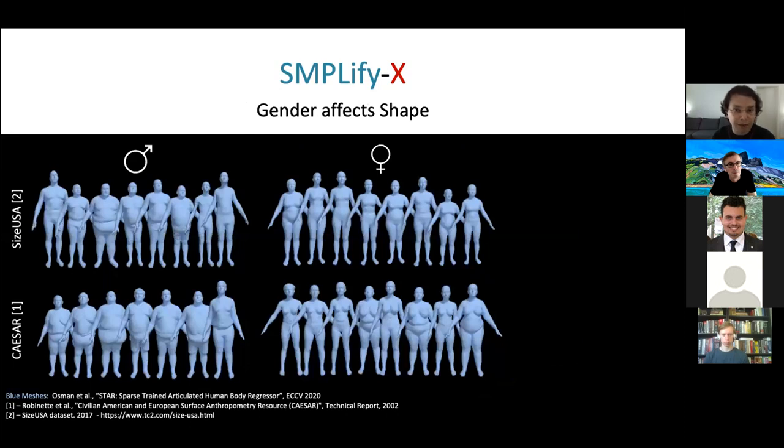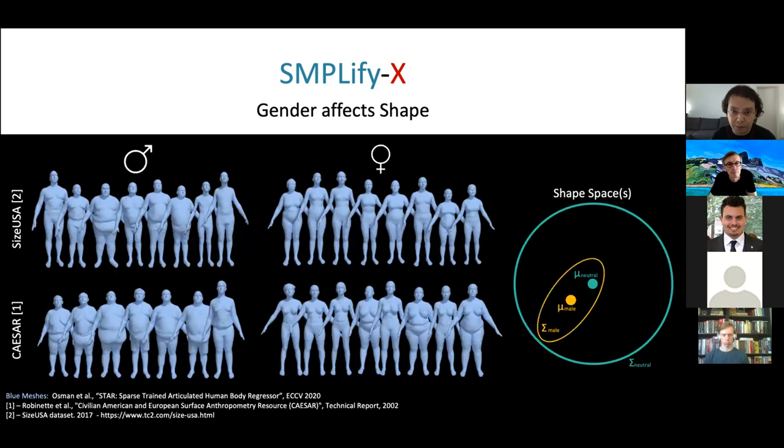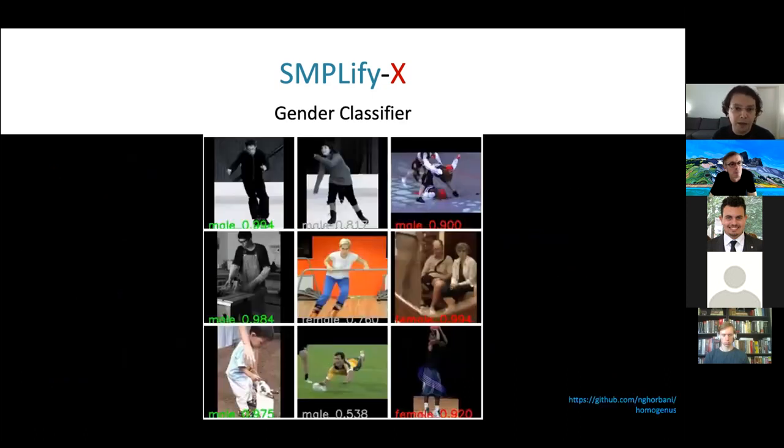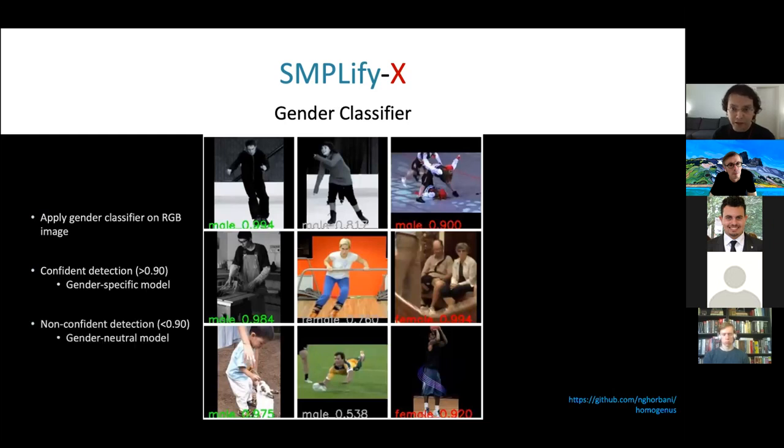However, for the same 3D joints, 3D shape is highly influenced by gender. Looking at mesh registrations for big datasets of human scans, we notice that male and female bodies follow a different distribution. We therefore train a classifier that predicts a gender label for the input image. And when the classifier is very confident, we use the respective gender-specific SMPL-X model. In the opposite case, we use a non-binary gender-neutral SMPL-X model.